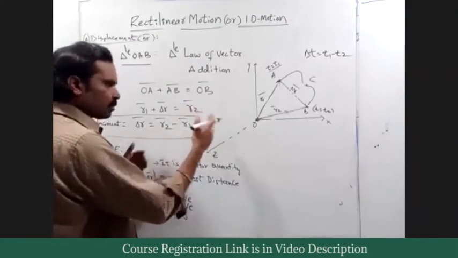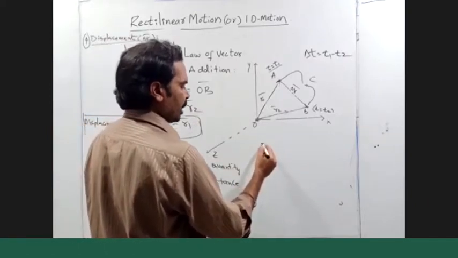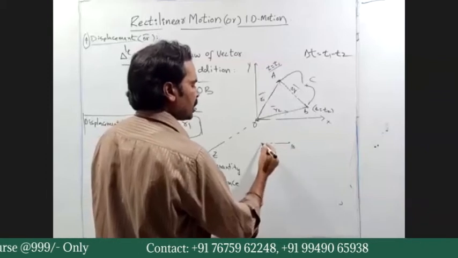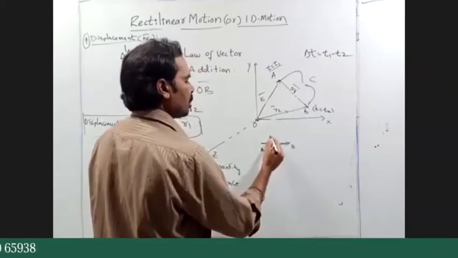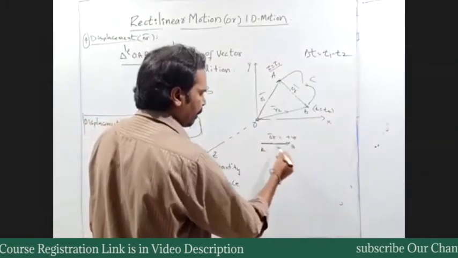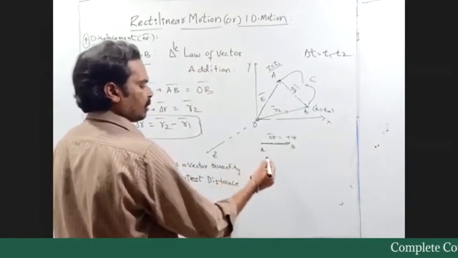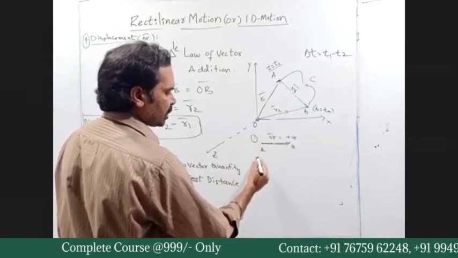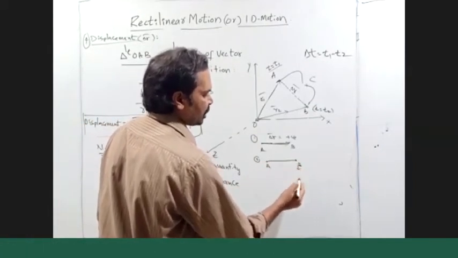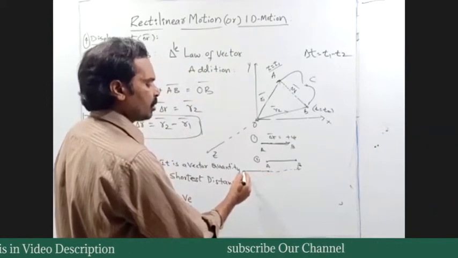Positive value means, for example, the particle is going in a straight line from point A to point B. When it is going from A to B, this is the displacement vector delta r bar, and it is positive. Now in the second case, suppose the particle starts from A, moves to B, then its direction changes, it moves back towards A, and then goes to another point C.